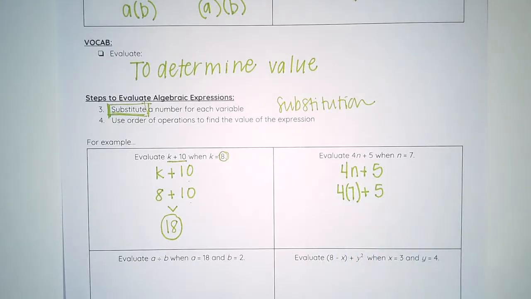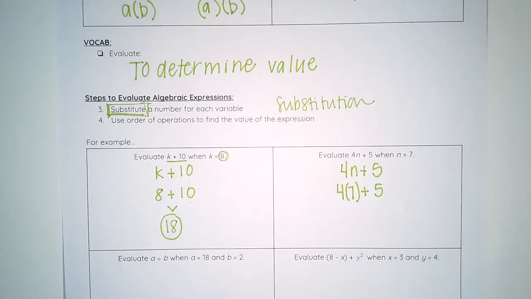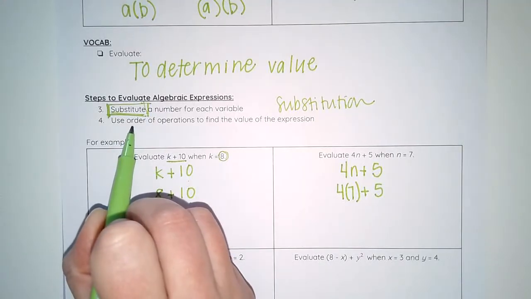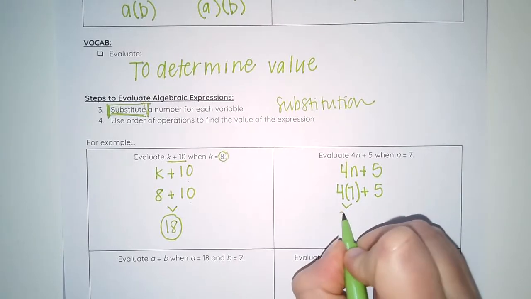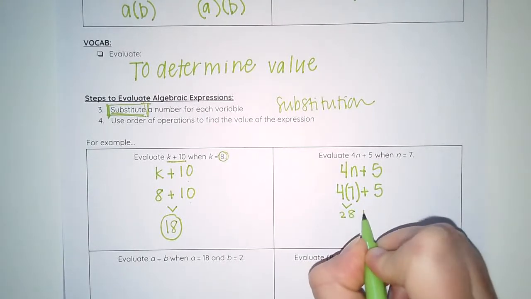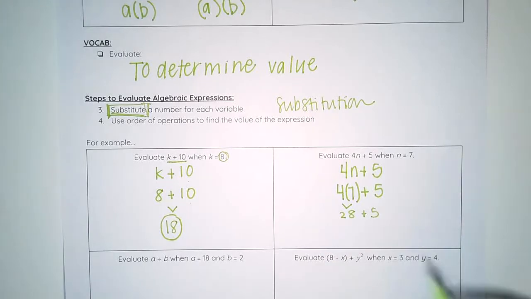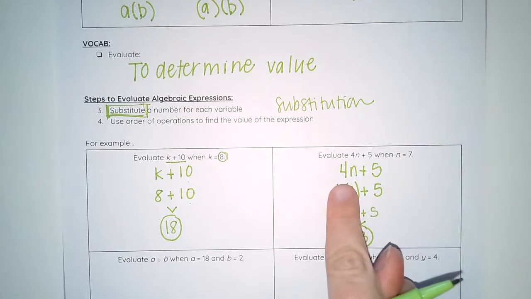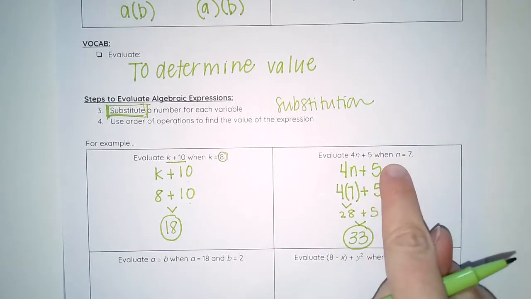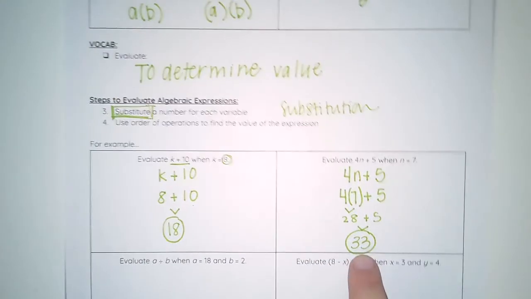All right, now I've substituted in, so I can use my order of operations to find the value. 4 times 7 is 28. Bring down my plus 5. Now I have 28 plus 5, which is 33. The value of 4n plus 5 when n equals 7 is 33.